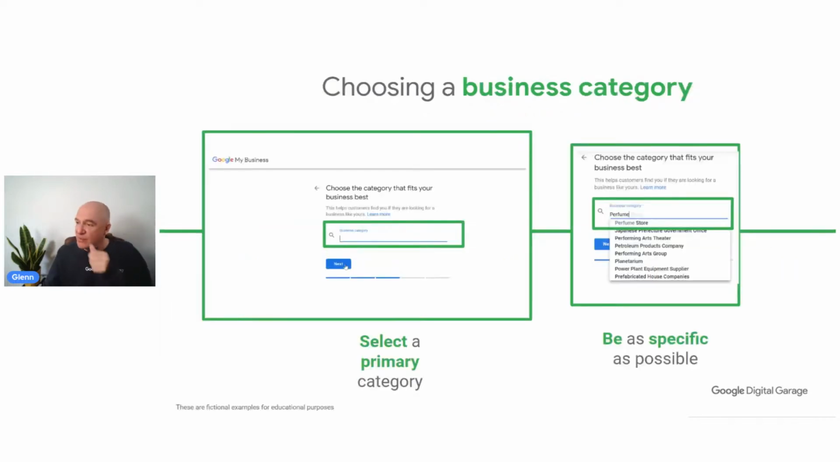So let's have a look at these in a bit more detail. So choose your business category and be as specific as possible. It says there, select that primary category, make that as accurate to your business as you possibly can. One of the examples I would think of there is, if you are a nail salon, find a nail salon, don't just put salon in. So make sure that your category is closely aligned to the category of your business as is possible.